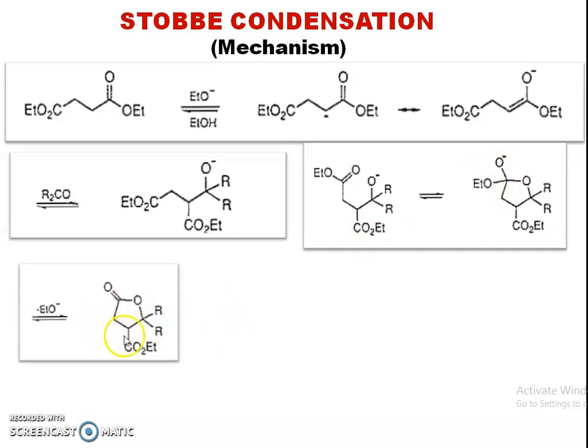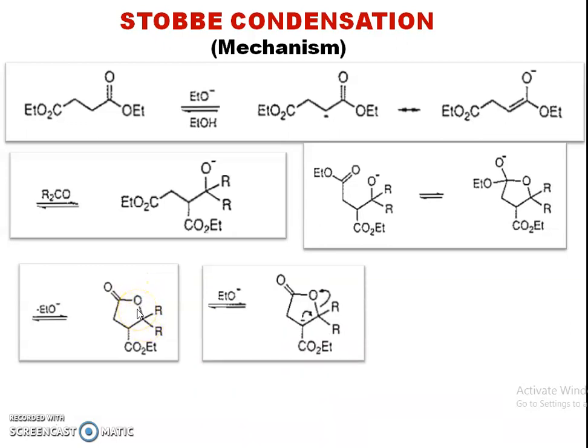Then this one expels ethoxide and forms the carbonyl. Then in presence of ethoxide base, this can be deprotonated and can form a double bond by expelling this carboxylate from here by breaking the C-O bond. So a structure like this can expel this carboxylate. Finally, a highly stable structure will be formed.